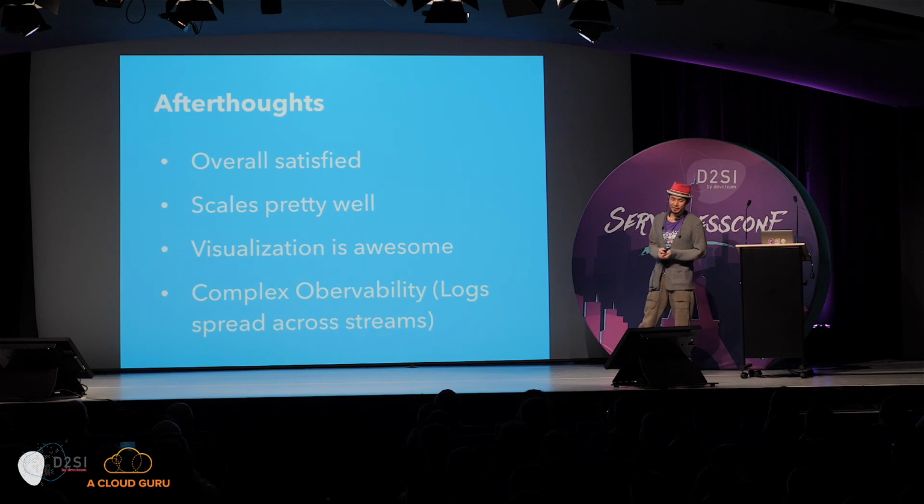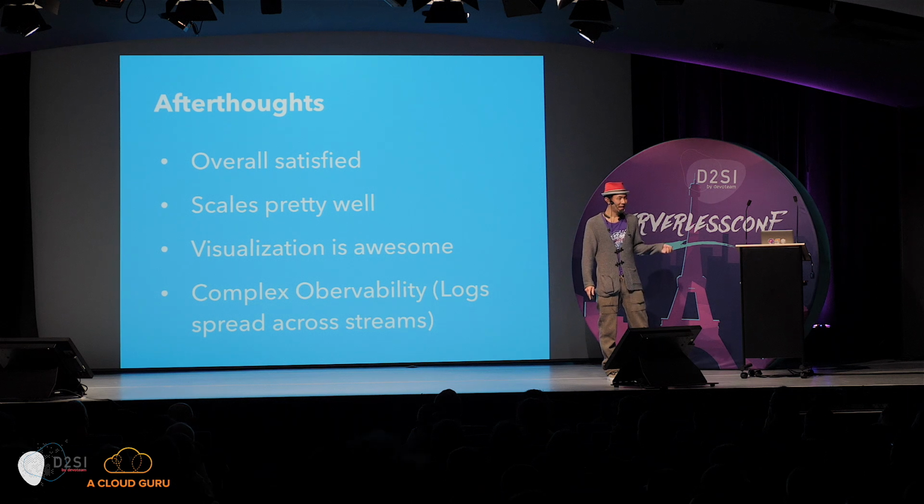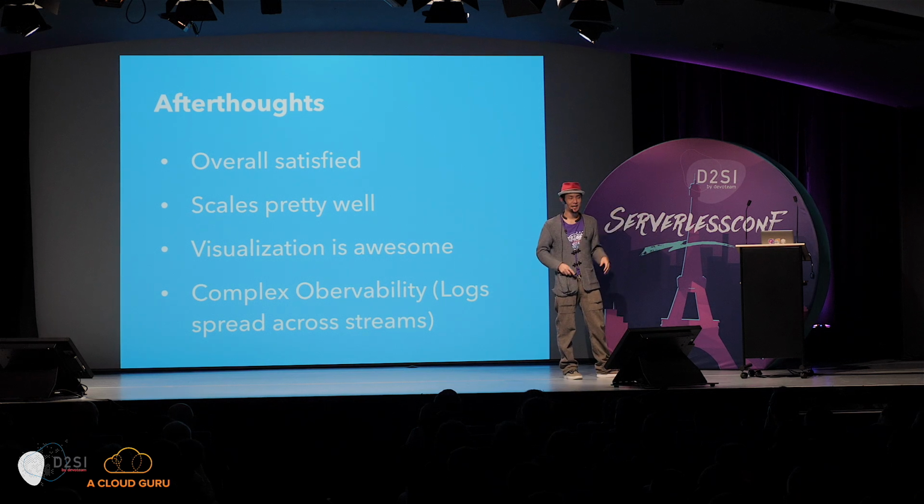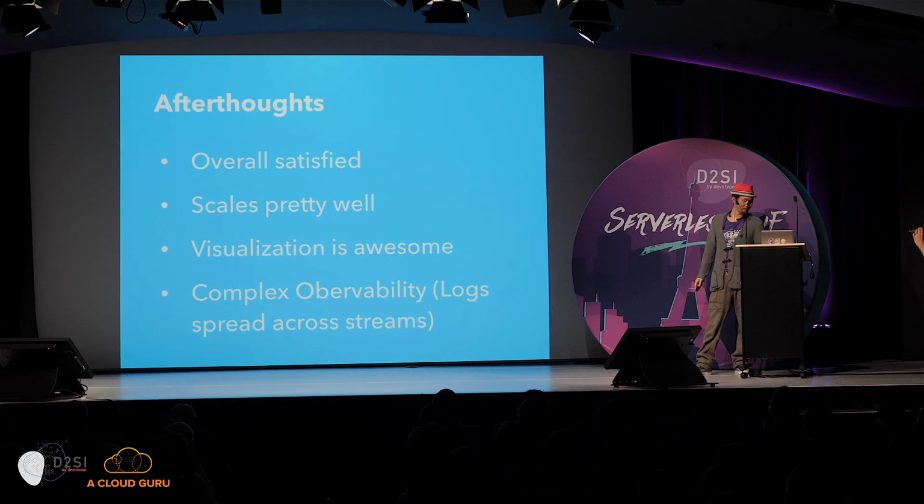Afterthoughts. So we're overall satisfied. It scales pretty well with several different projects. The visualization is awesome in Step Functions, but as the recurring topic at Serverlessconf, there is complex observability where logs are spread across different log streams. When you call a step function, you use a lot of Lambdas, and going through each log stream for the Lambdas is burdensome. So yeah, I'm sure this will be resolved in the future with upcoming products and services.